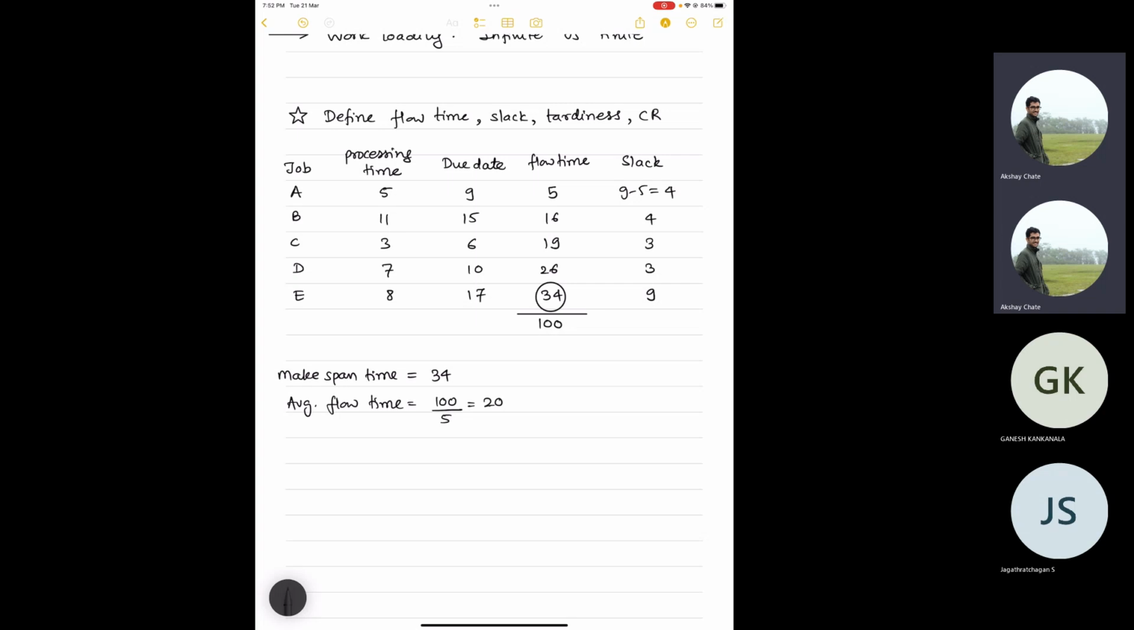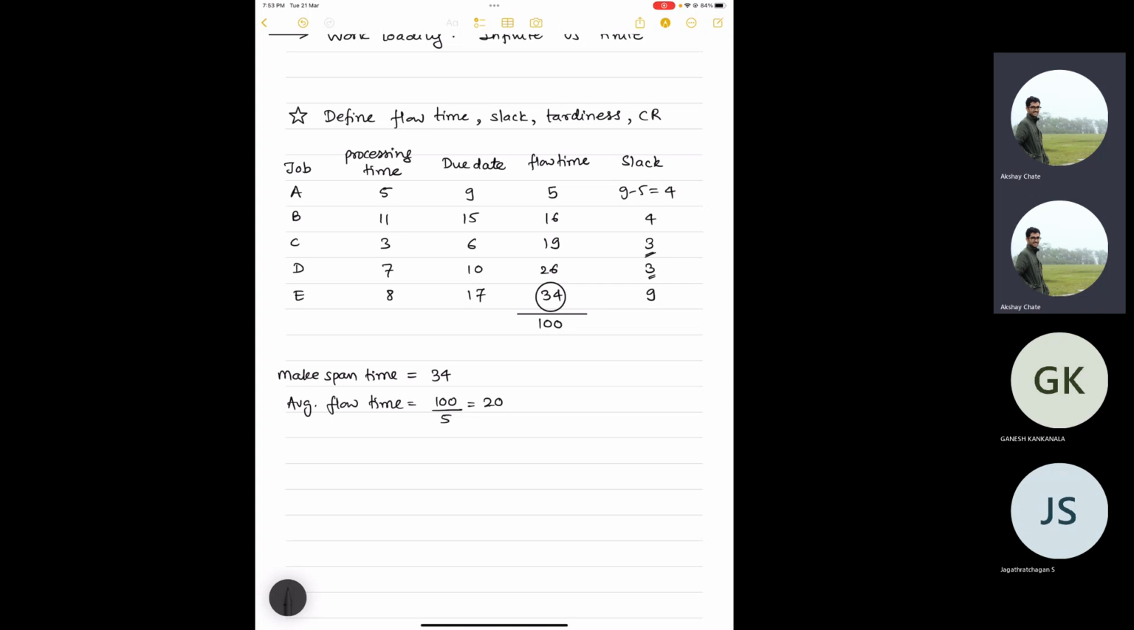Okay, now here you can see there is a tie between job C and job D. Both have a slack of 3. So which one will you prioritize? You can't say, just because I like C, I'll do C. It won't work that way.